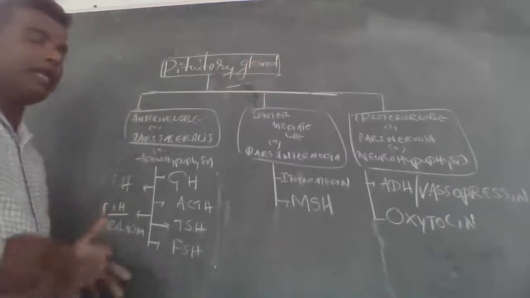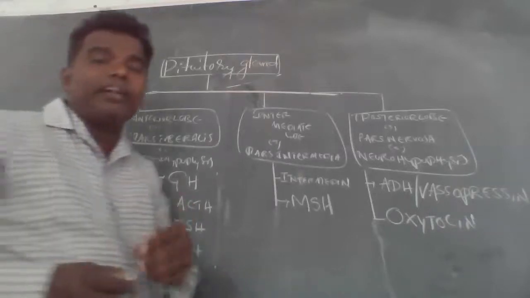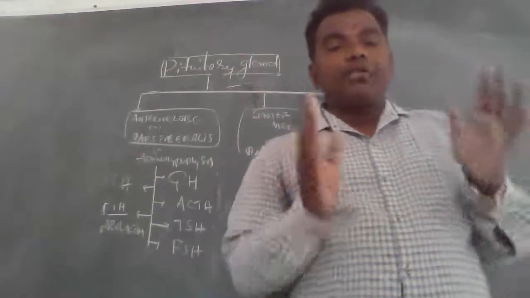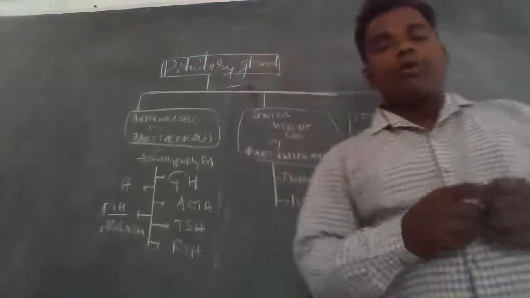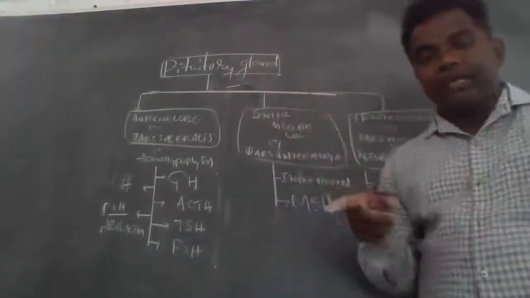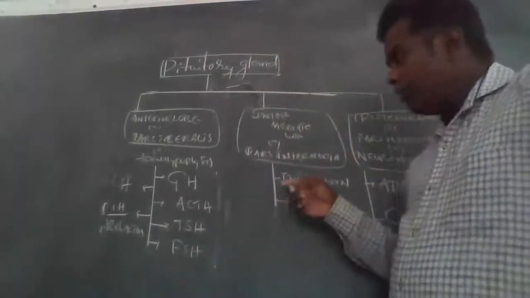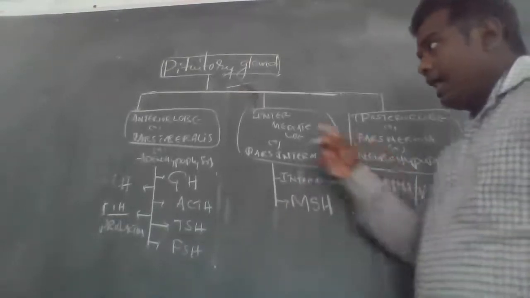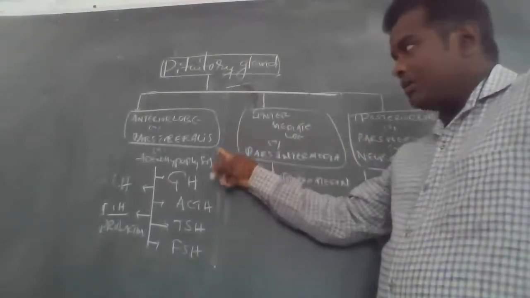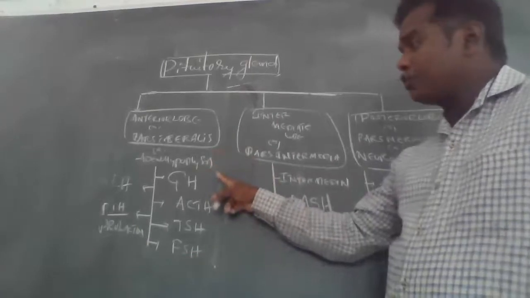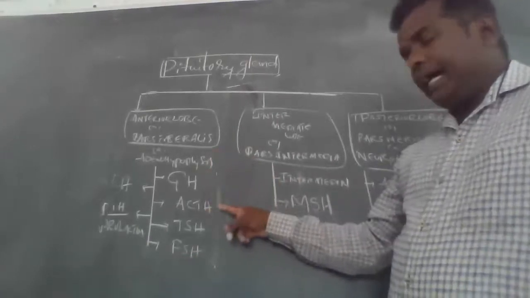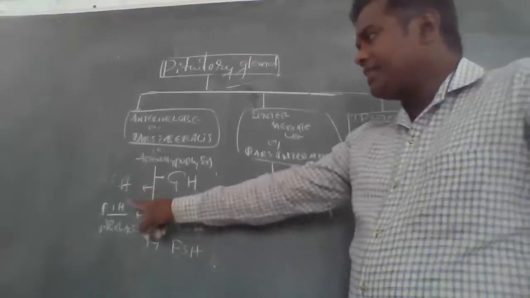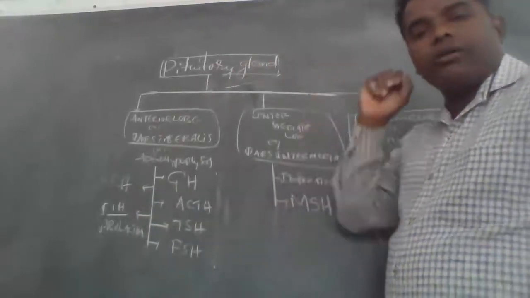Okay, what are the important ones? Come and tell me, what are the hormones? The pituitary gland contains three lobes. One is the anterior lobe, the second one is the middle lobe, that means the intermediate lobe, and the third one is the posterior lobe. Anterior lobe, that means pars tuberalis or adenohypophysis hormones. What are those? Growth hormone, ACTH and TSH, FSH, LH, PTH and also prolactin.